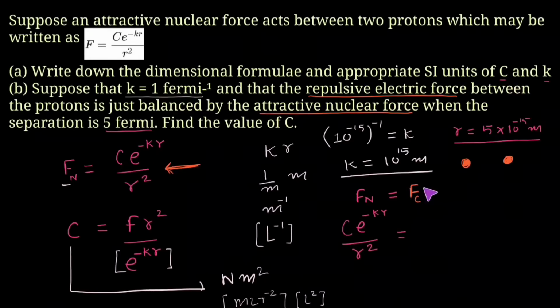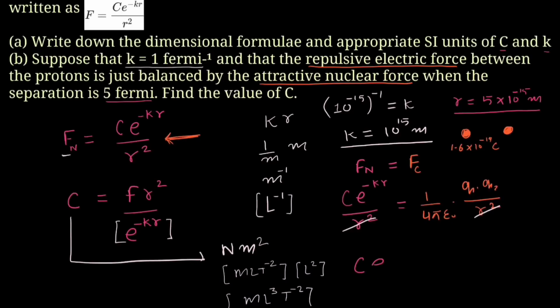And the formula for this repulsive electric force would be 1 upon 4 pi epsilon naught Q1 Q2 divided by r square. Here this Q1 and Q2 are representing the charge on the particles. In this case, both the particles are protons, and we all know that the charge on the proton is 1.6 into 10 power minus 19 Coulomb. So let's solve it out. This r square and r square will cancel each other.